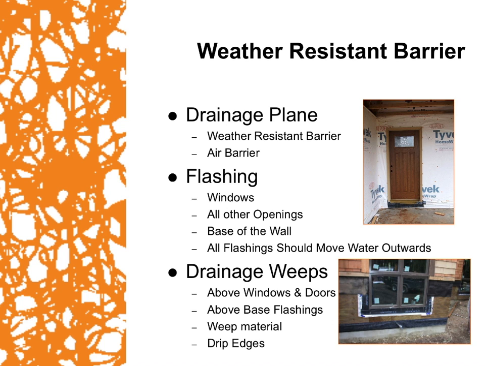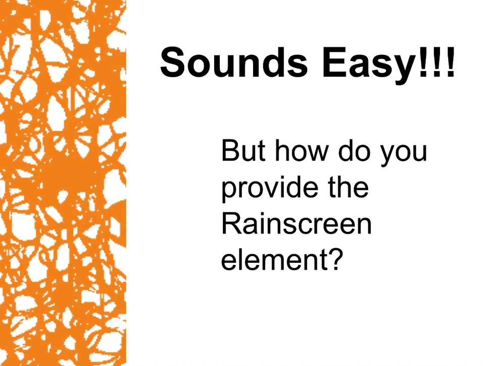When looking and thinking about which WRB you're going to use, it's always best to go with that system approach. Something that is from one manufacturer, so that you know they've been tested and approved to work well together once covered up, whenever heat and moisture get added to it, so there's no re-emulsifying or leaching or problems of that nature. This sounds easy, and it is, but how do you provide the rainscreen element?